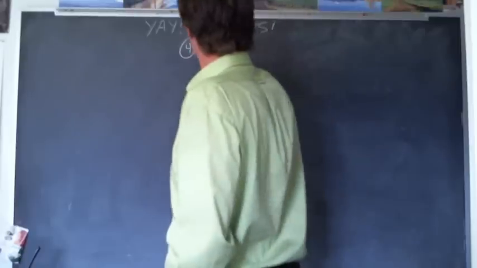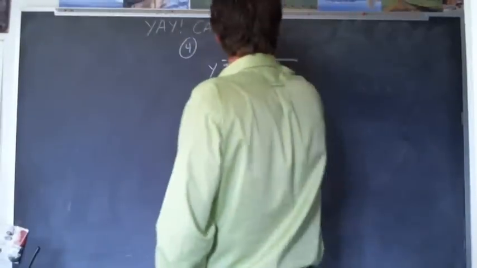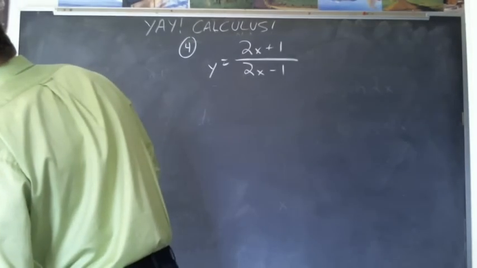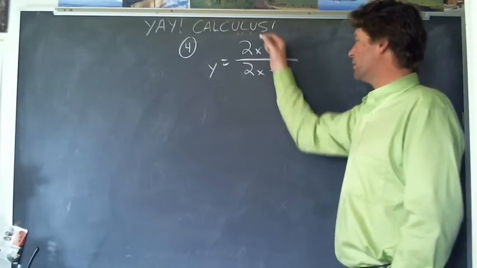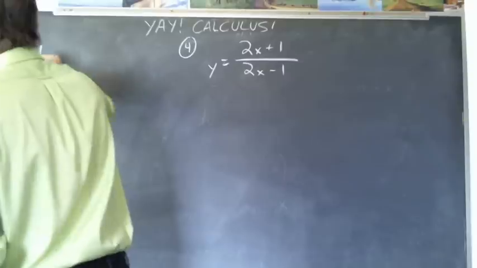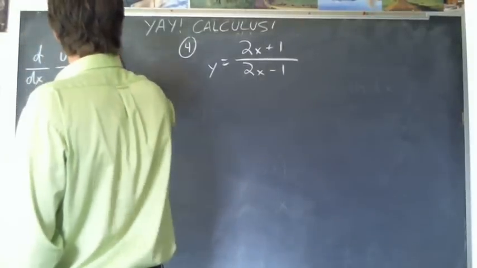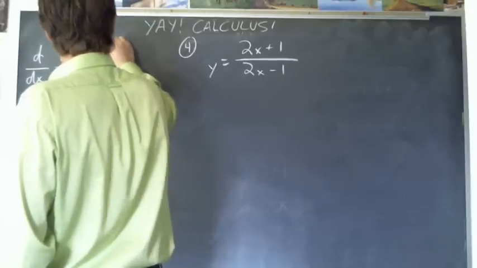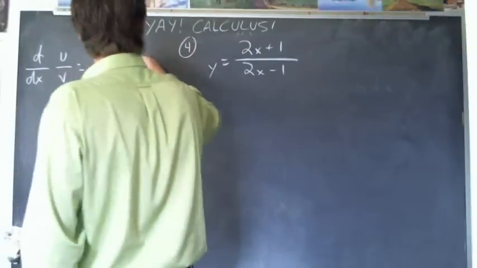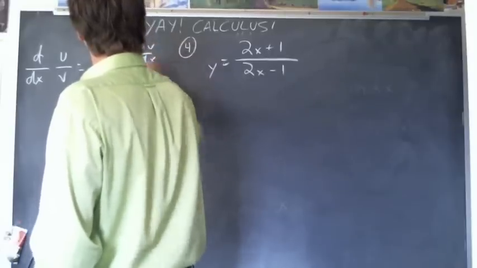Number 4. y equals the fraction 2x plus 1 over 2x minus 1. Got a fraction. That's a quotient. Here's our u, here's our v. Quotient rule. The derivative of u over v equals v times the derivative of u, minus, remember we always start with the bottom, bottom to top, top to bottom, u times the derivative of v, all over v squared.